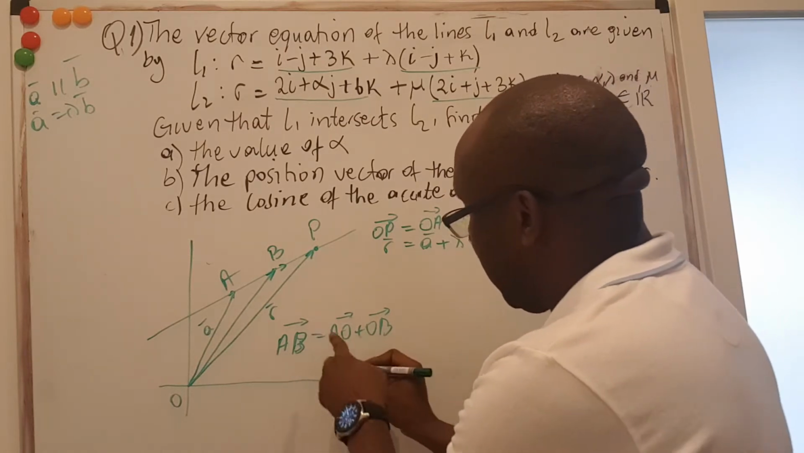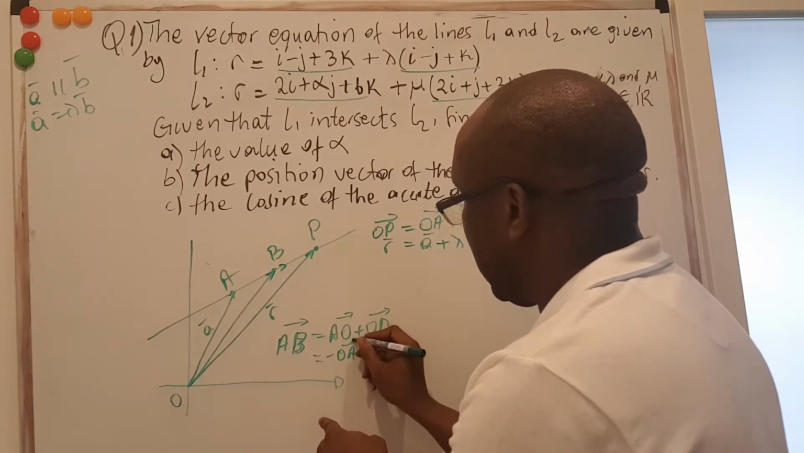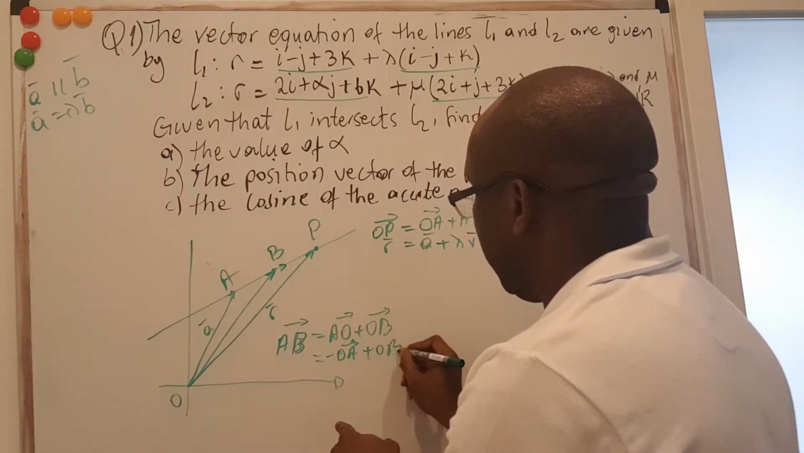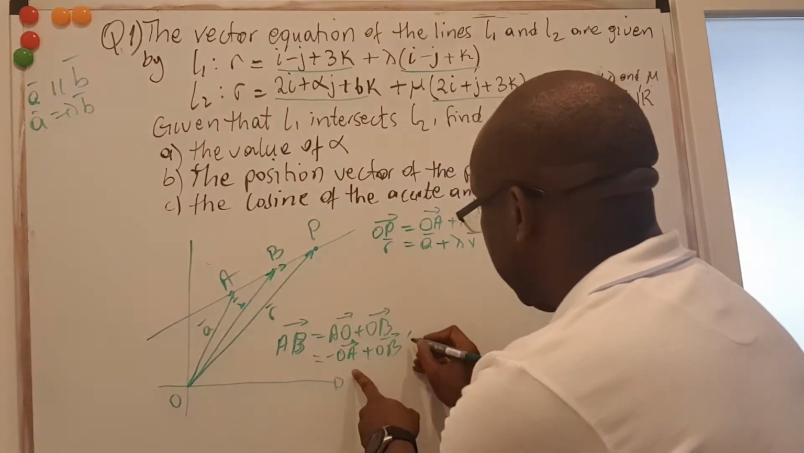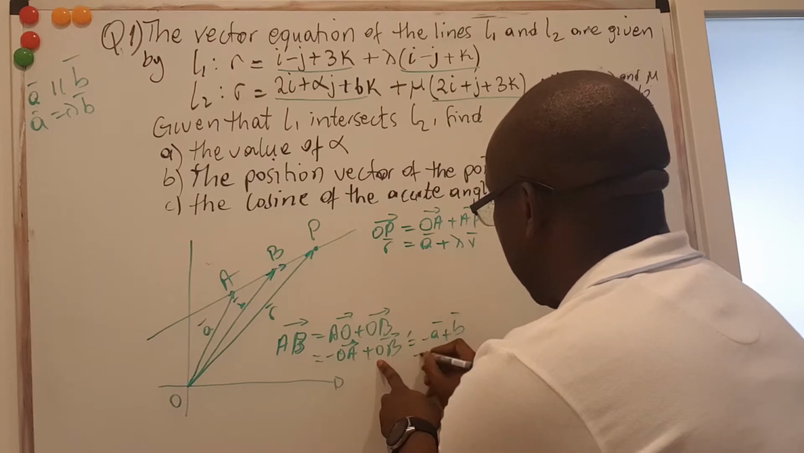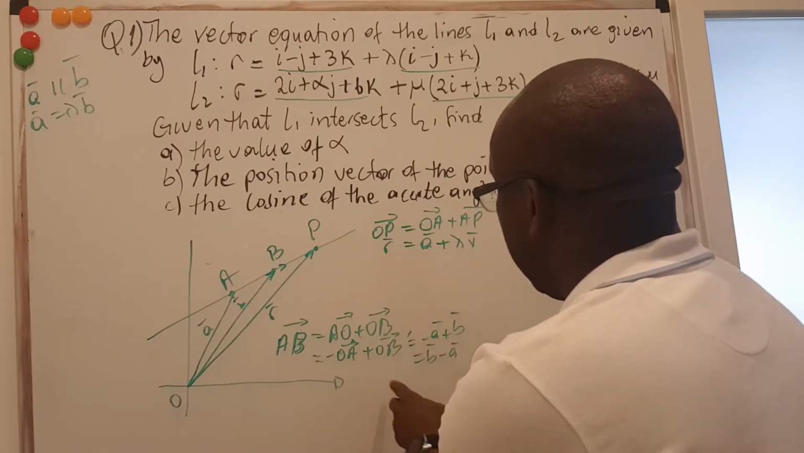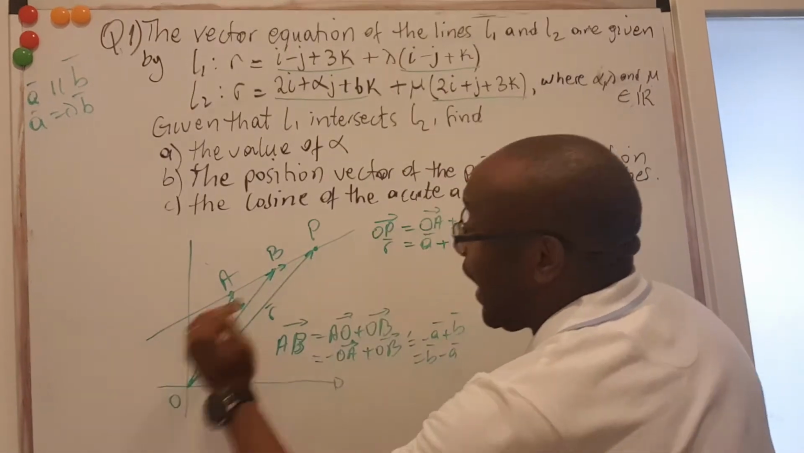But we don't know AO. We know OA, but that is the opposite direction. So this is minus OA plus OB. So if I assume that this was B, then this is simply minus a plus b. And this is simply b minus a. And this will be a vector that is parallel to our line.